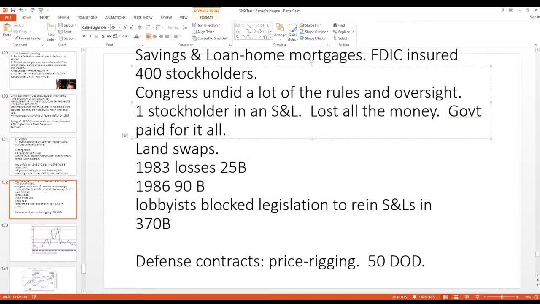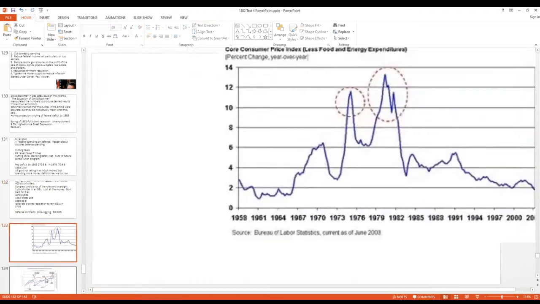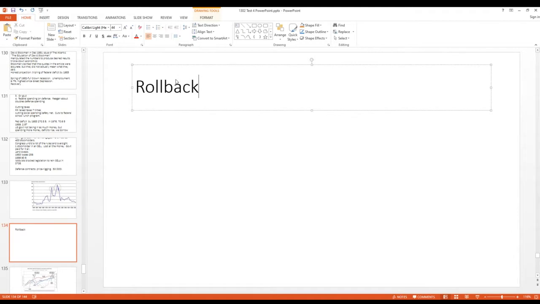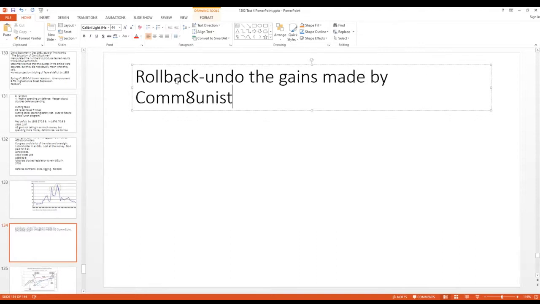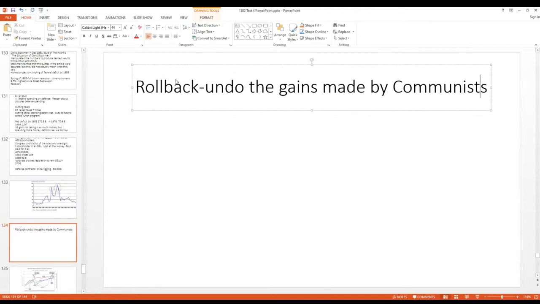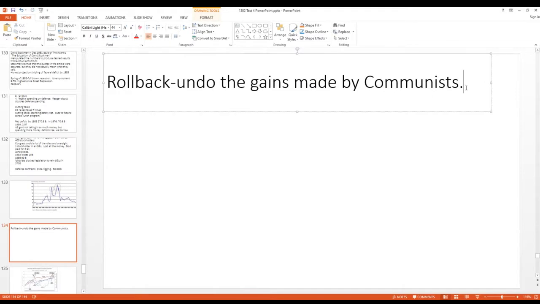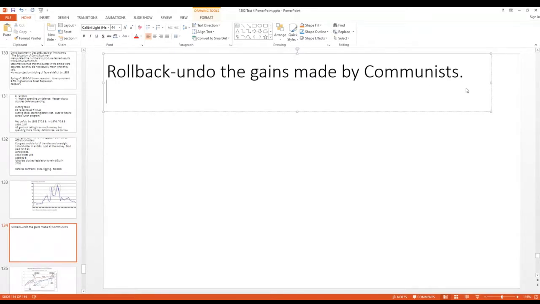Let's talk about the oil glut. Well, let's talk about the Soviets. Let's move over to foreign policy. Reagan's foreign policy is rollback, okay? It's not enough to contain communism. We need to undo the gains made by communists. And we're kind of already doing this in Afghanistan already, which had started under the Carter administration. But Reagan sort of solidifies it.